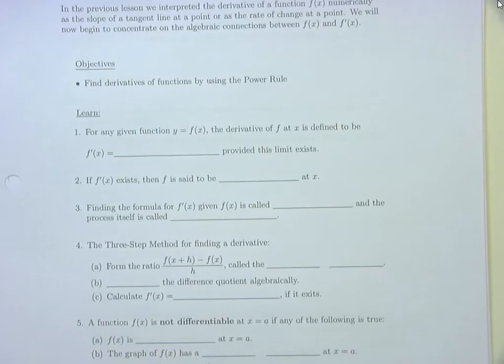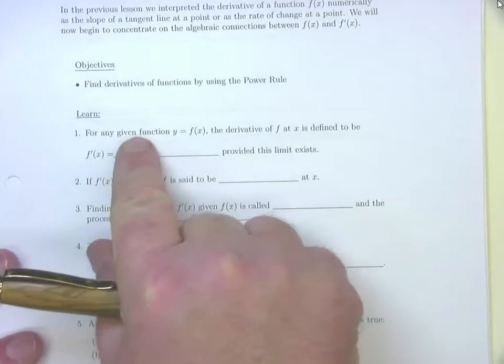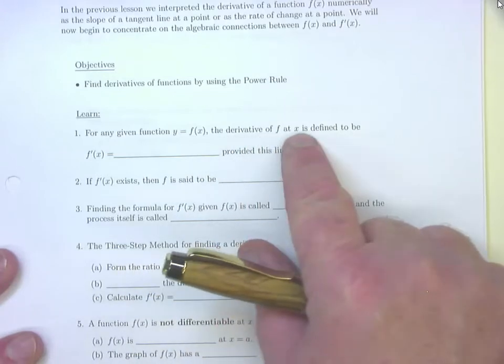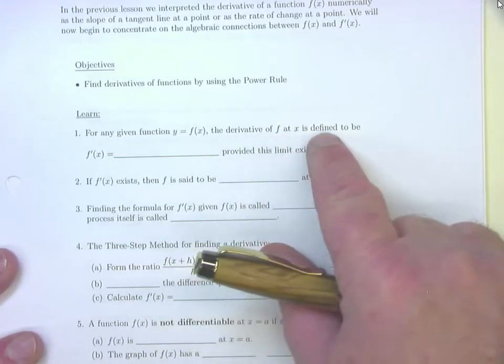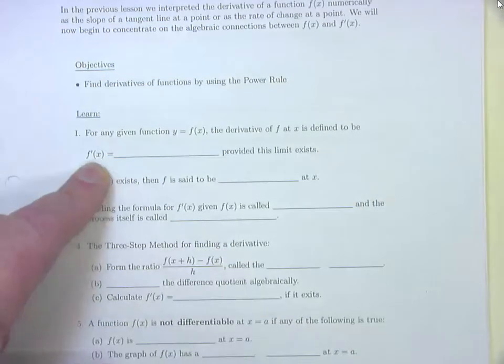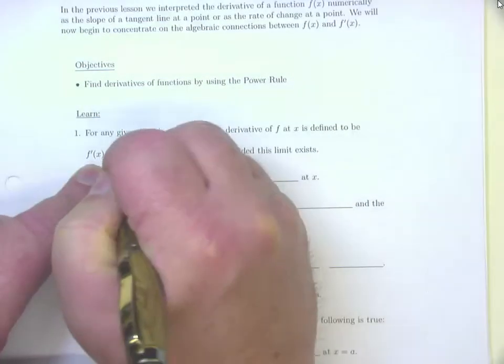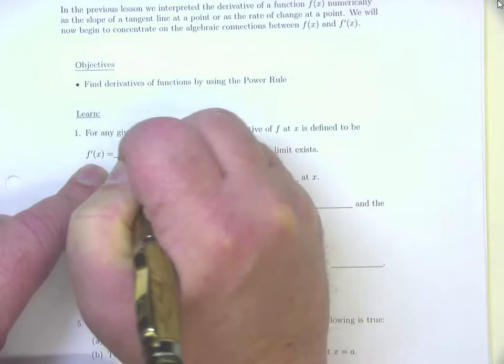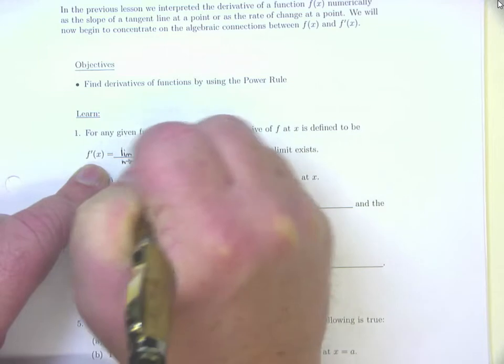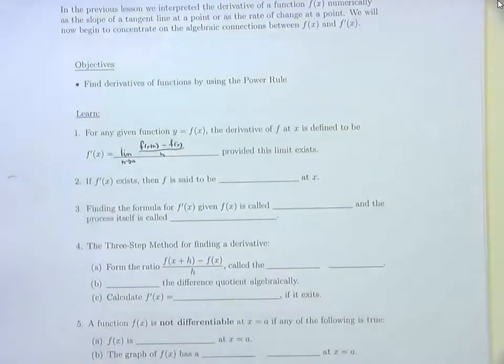It says this. For any given function y equals f of x, the derivative of f at x is defined to be, this is the definition: what is f prime of x equal to? What's my definition of derivative? It is the limit as h approaches 0 of f of x plus h minus f of x all over h. We do expect you to know this formula, provided the limit exists. This is your limit formula.